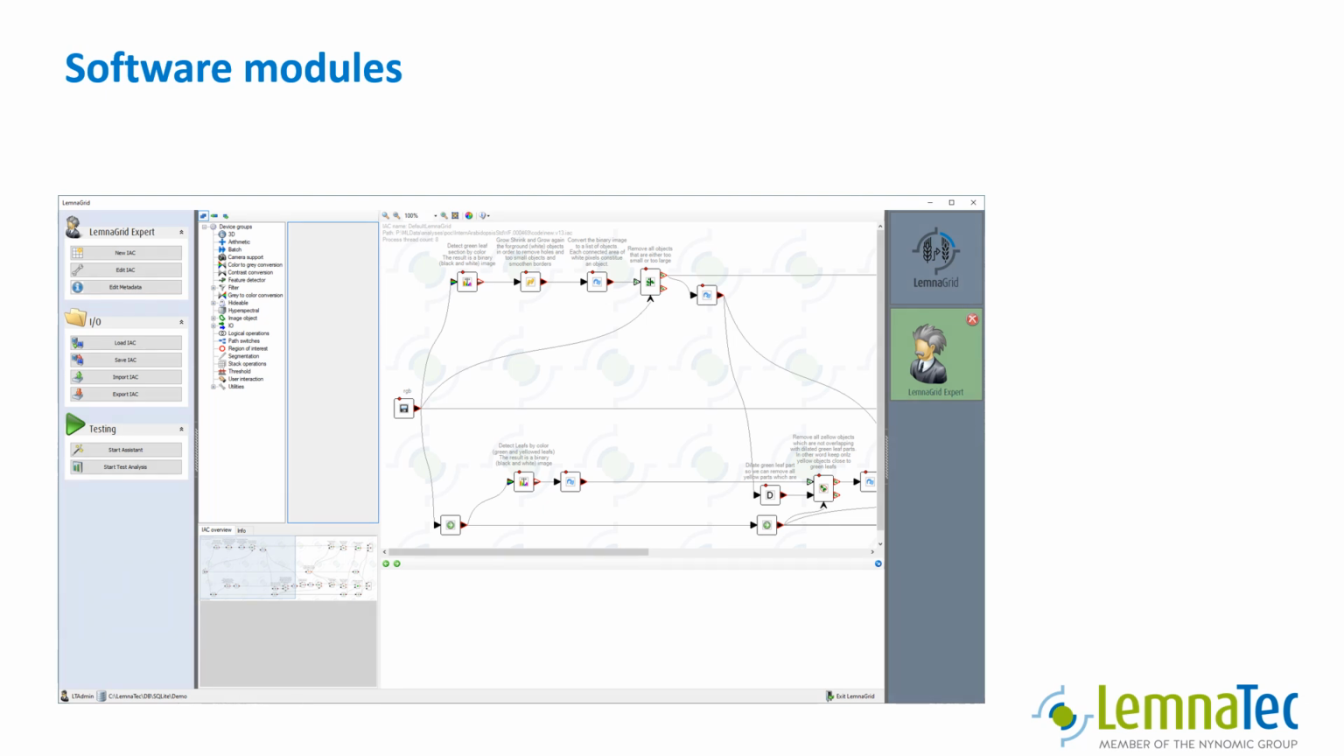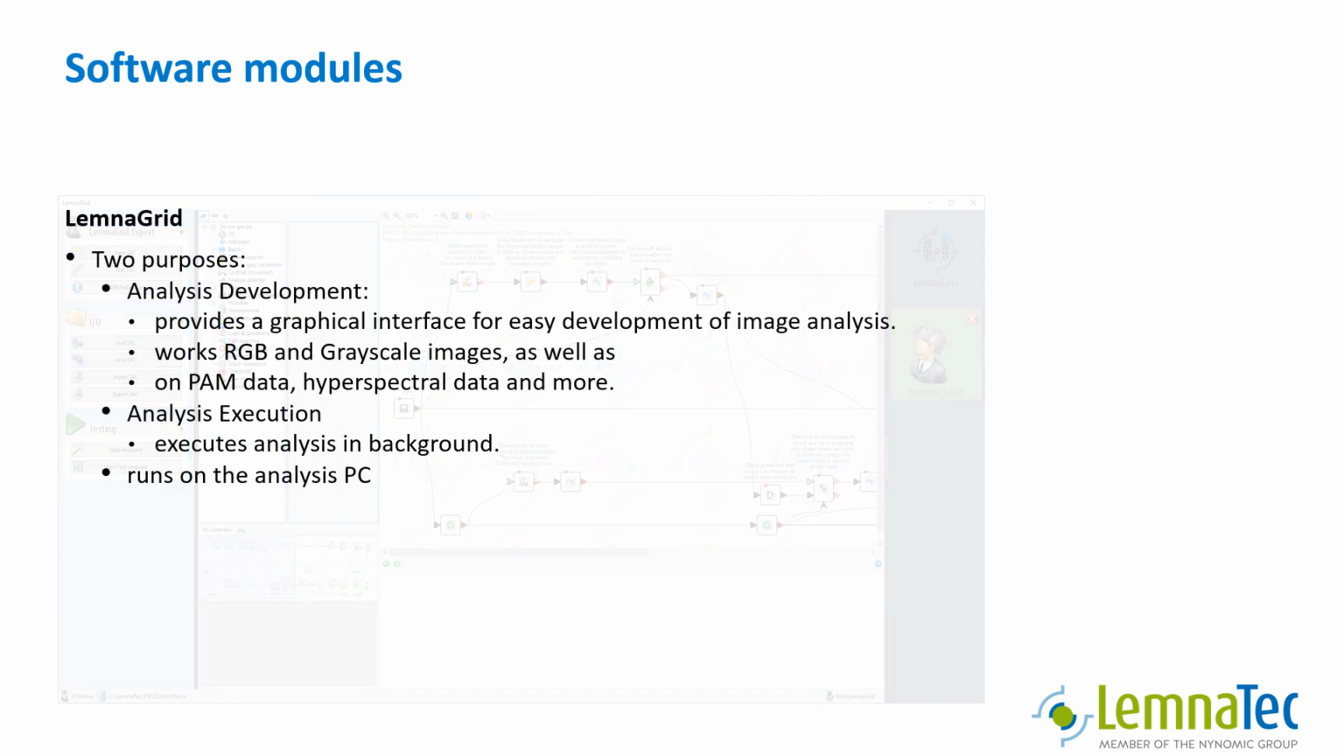We continue with Lemna Grid. Lemna Grid is our standard image analysis suite. It serves 2 purposes. It's an analysis development environment and provides as such a graphical interface for easy development of image analysis. It works with RGB and grayscale images as well as on PAM and hyperspectral data and more. The second purpose is to execute the actual analysis when required. These are executed in the background. Lemna Grid runs on the analysis PC.